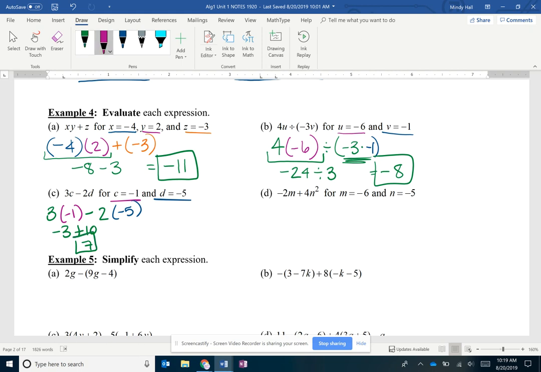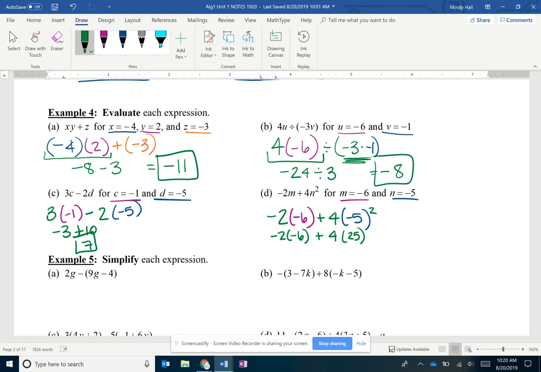Okay. So then, last but not least, we have this lovely one. So we start negative 2 times m, which is negative 6, plus 4 times n squared. So n is negative 5, and that is getting squared. Okay, so then we start with the exponents. So we have negative 2 times negative 6. That just stays for now. And then negative 5 squared is 25.